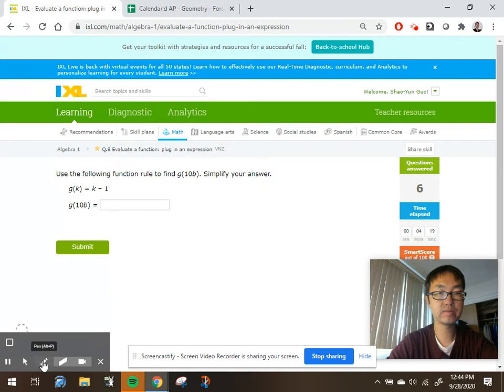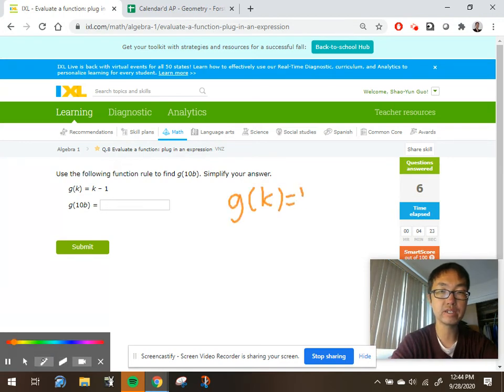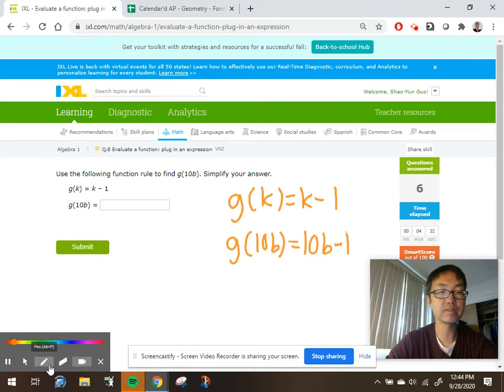Next problem, g of 10b. So we're going to do g of k is k minus 1. So g of 10b, you substitute 10b for k. So you get 10b minus 1. Can't simplify it any further than that.